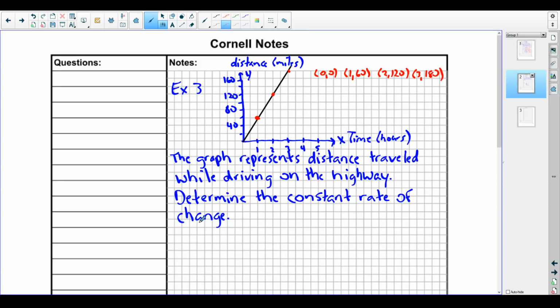Okay. So we're still looking for change in miles. Oh, this is multicolored. So we're going to say distance in miles is green.